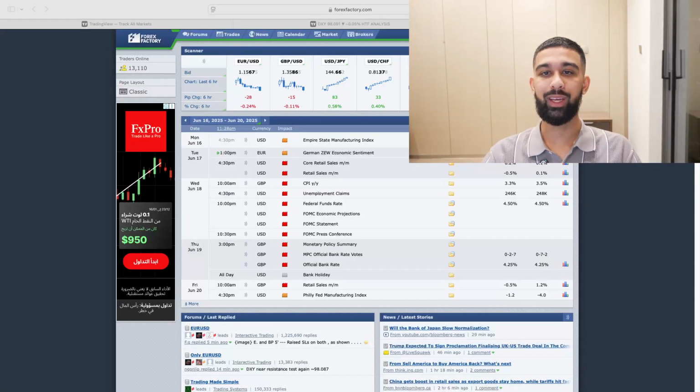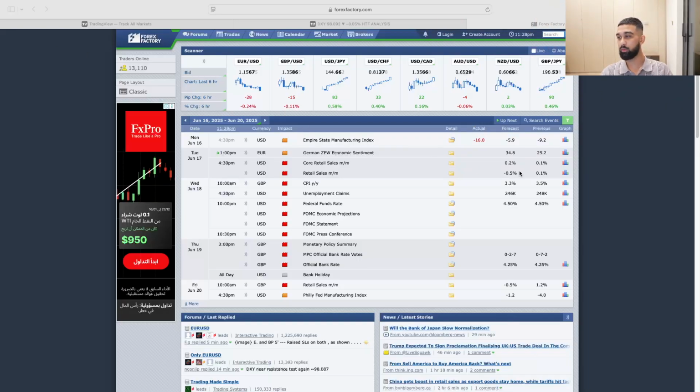This is for the week of the 16th of June. And as you can see, this week we have a lot of red folders. We have GBP CPI. Actually, we'll start from tomorrow, logically. So tomorrow we have retail sales USD at 4:30 p.m., which is a semi-high impact folder.